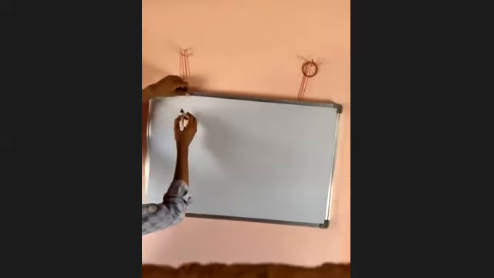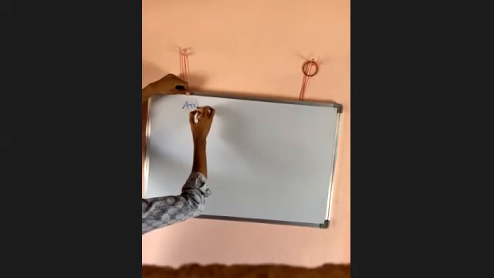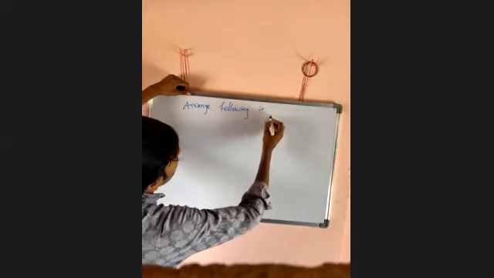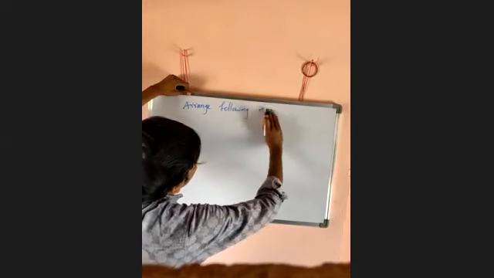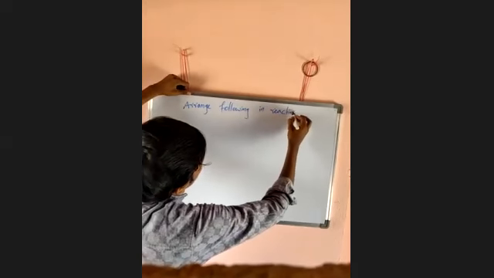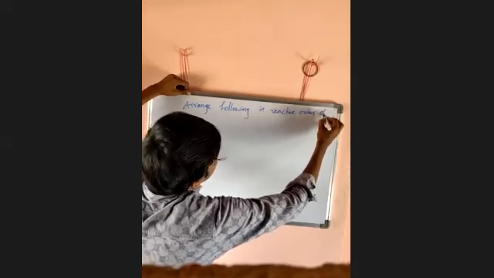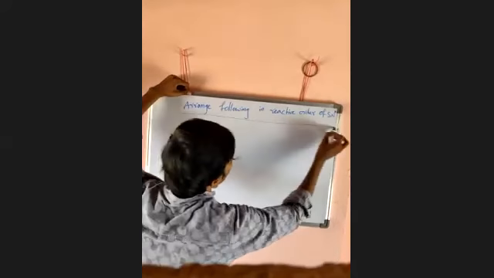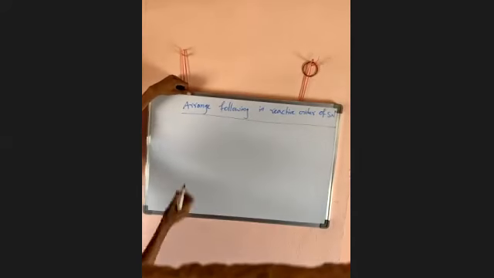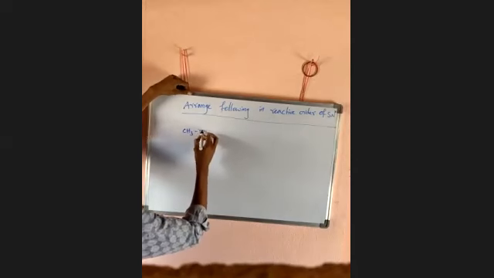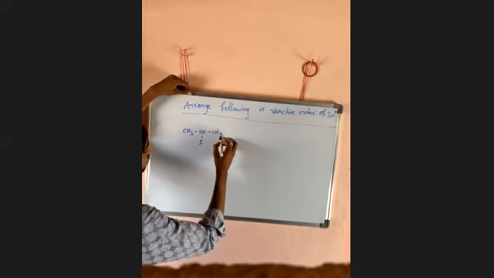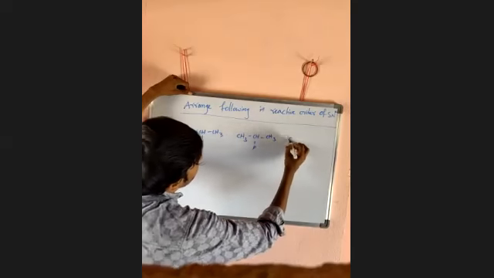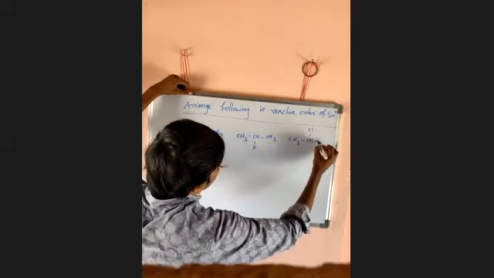Arrange the following in order of reactivity in SN2. So we have to arrange the given compounds in SN2 order. Look here, first I want to take CH3, CH, I, CH3; CH3, CH, F, CH3; CH3, CH, Cl, CH3.